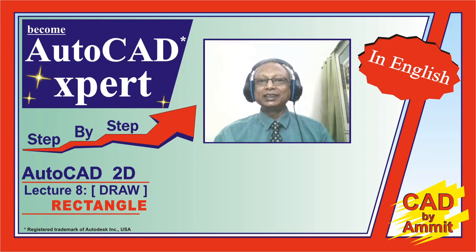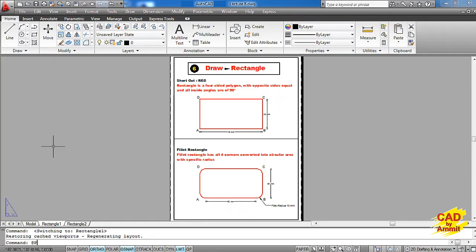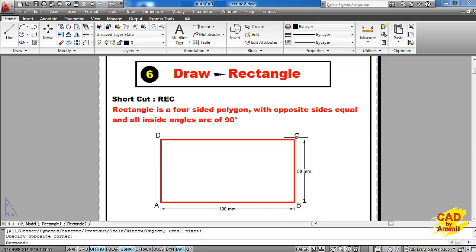So let's get started. Friends, in this lecture, I'm going to take you through the rectangle command. Yes, friends, it is a new command in the Draw tab. So let's go through this command, friends. I'll just zoom into this image, which I just created so that we can understand the rectangle geometry. Friends, the rectangle has a shortcut REC. That means you can type down REC on the command line to run this command.